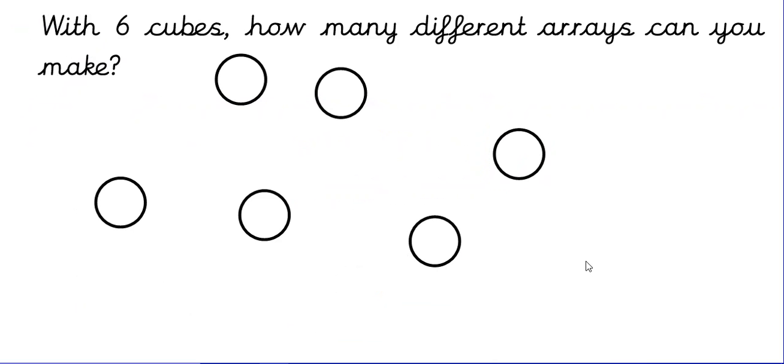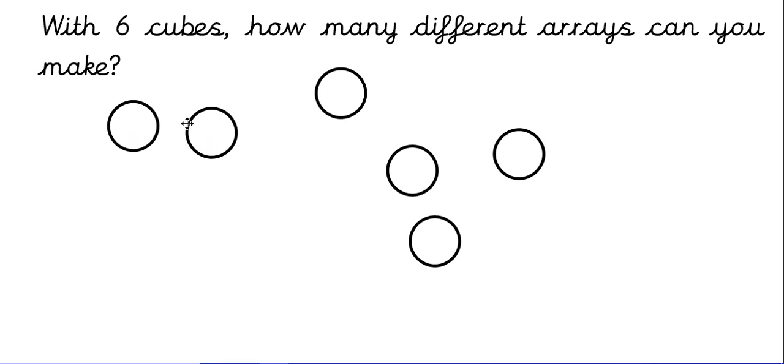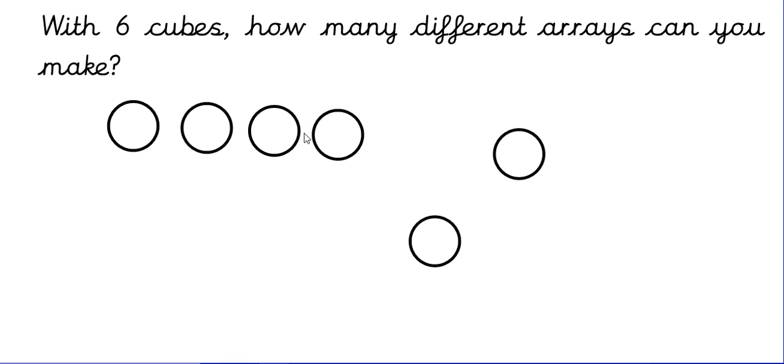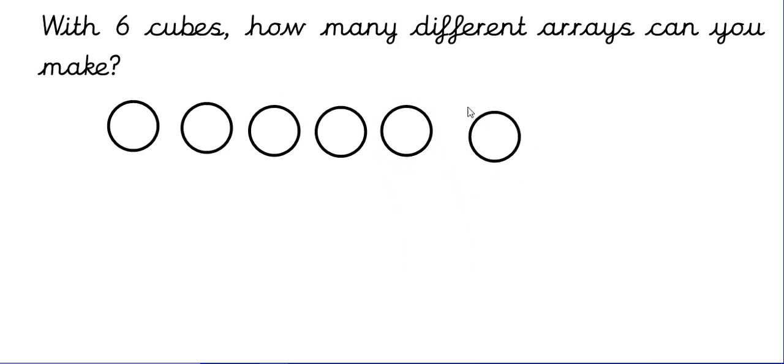I want to know how many different arrays you can make. So I've got the number 6. So first of all, I could do 6 multiplied by 1, couldn't I? Okay, so I could make 1, 2, 3, 4, 5, and 6. Okay, so I have got one group with 6 in it. Yeah, so I could do 1 times 6, which is 6.